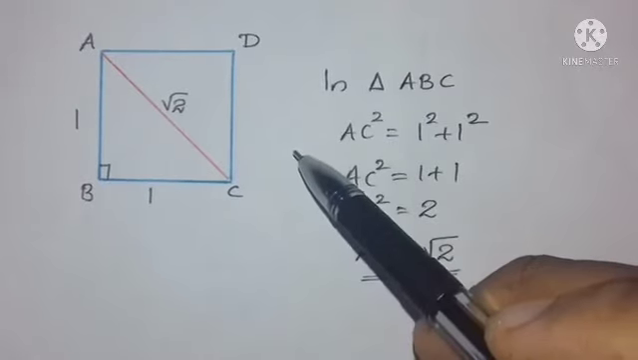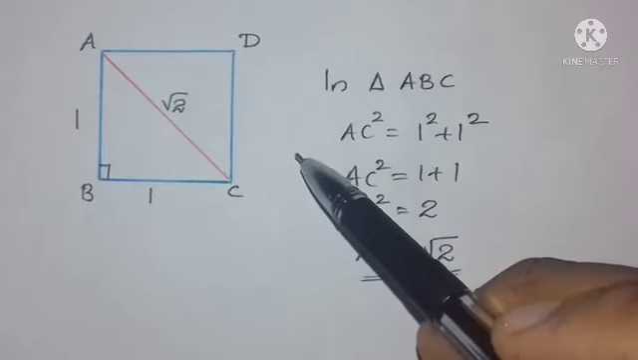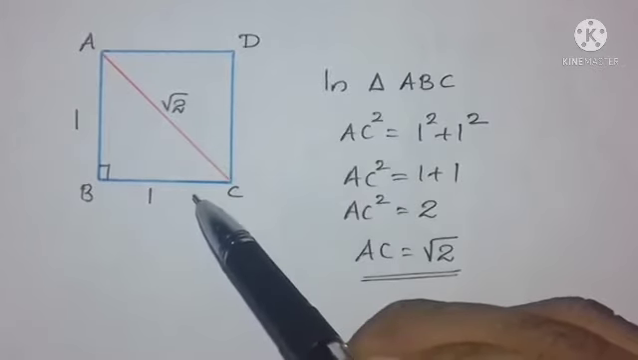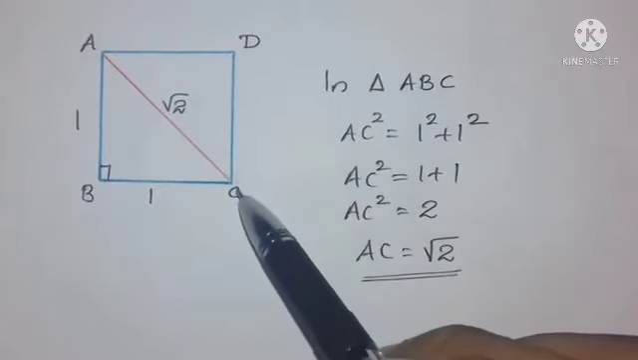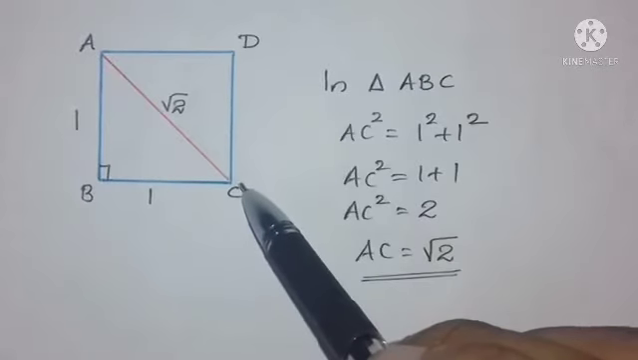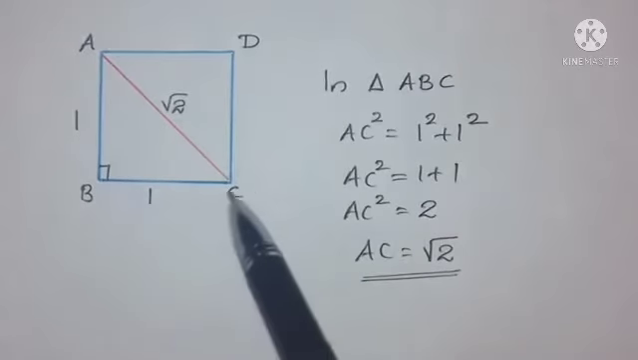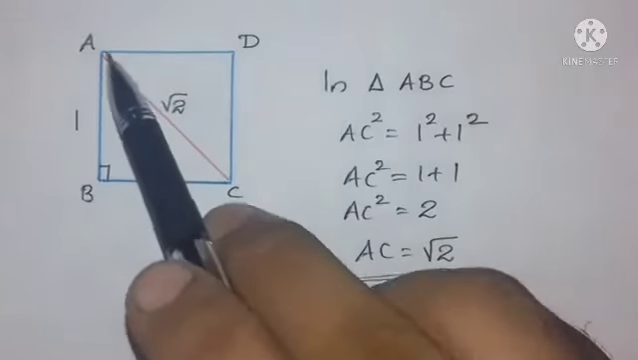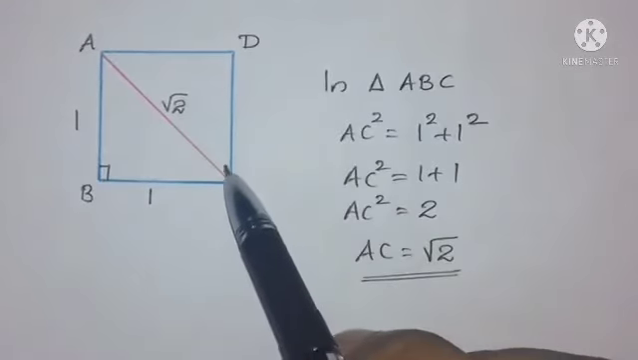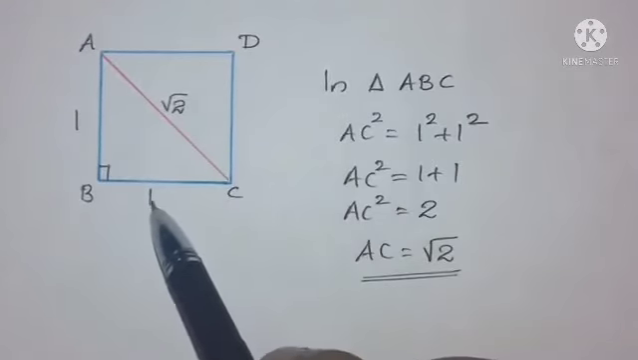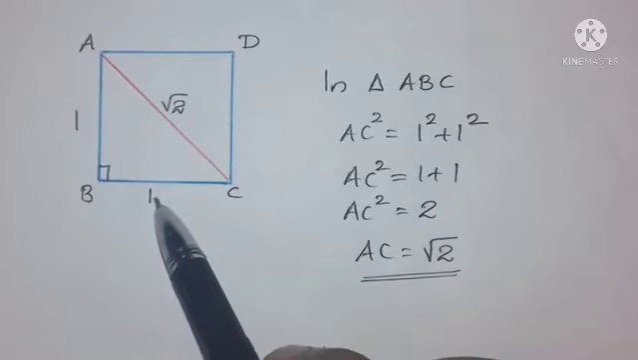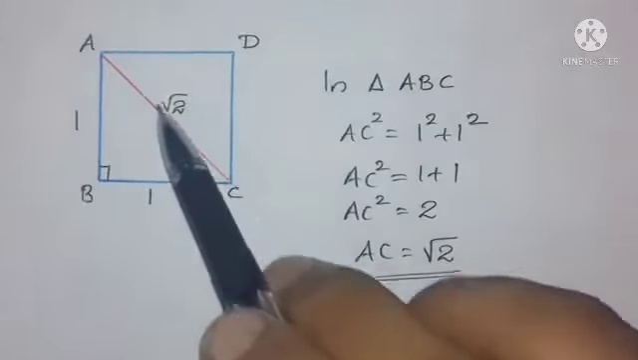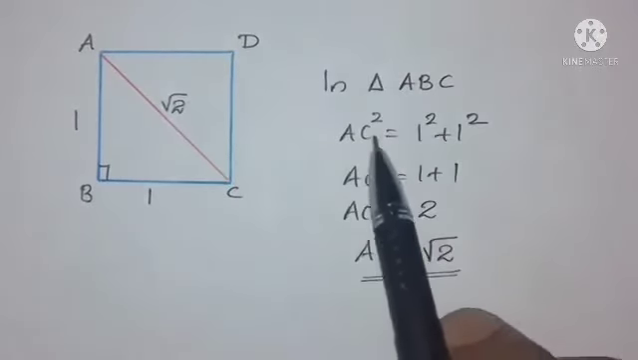This chapter starts with a square with sides of 1 unit, and the question is to find the length of the diagonal. We know that the angles of a square are 90 degrees. Here we draw a diagonal AC, right? To find the length of side AC, we know the lengths of the sides AB and BC. Then we can find the length AC by using the Pythagoras theorem.